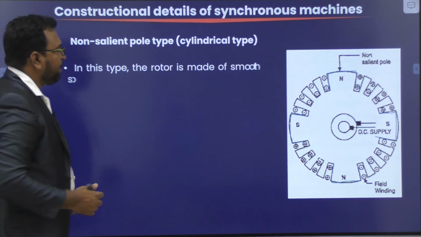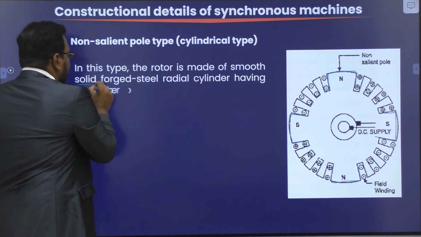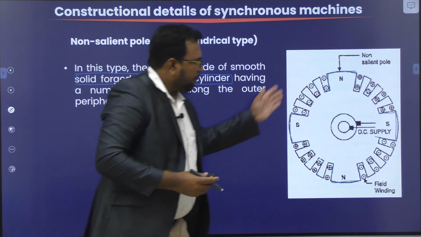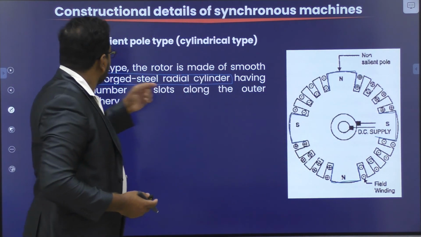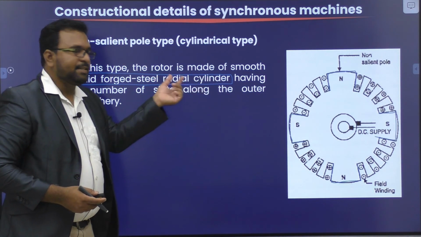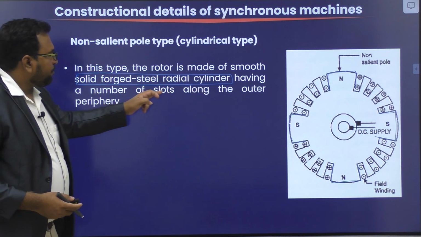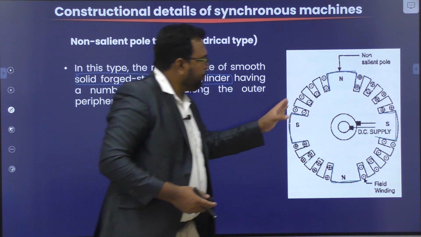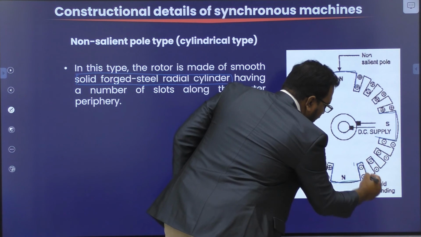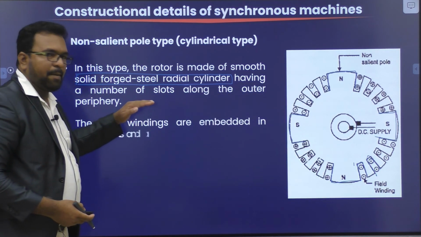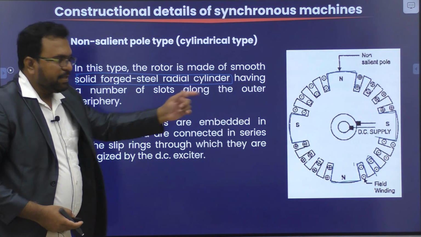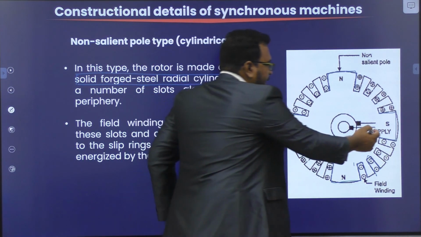So in this type, the rotor is made up of smooth solid forged steel. And what is the shape here? Cylindrical shape, and having a number of slots along the outer periphery. We have a uniform number of slots present in the outer periphery. See, this is the outer periphery. The field windings are embedded in these slots and are connected in series to the slip rings, where we are going to provide the DC supply.